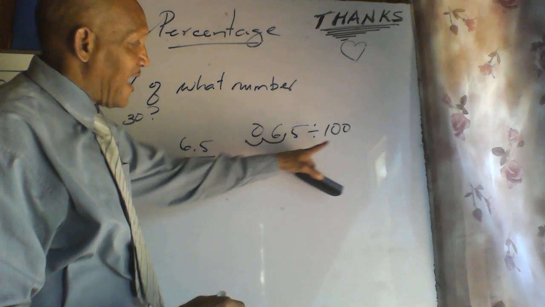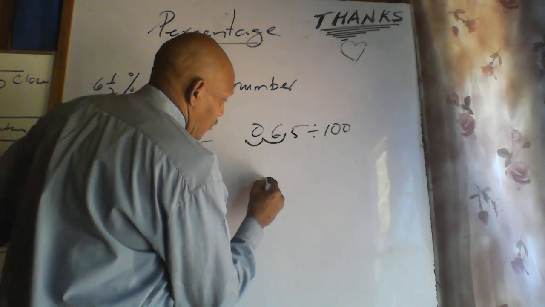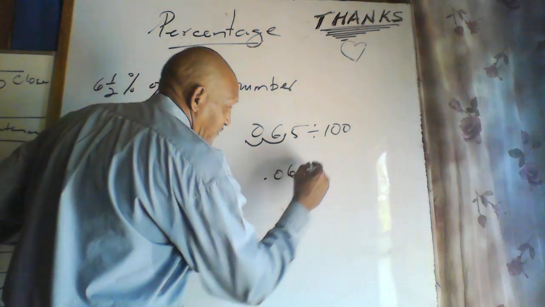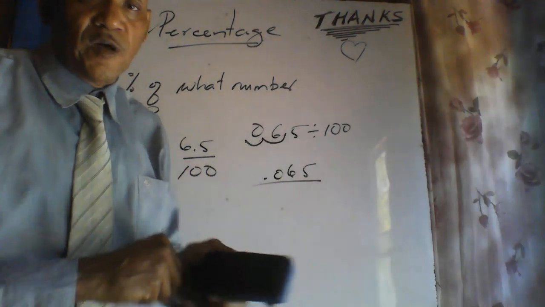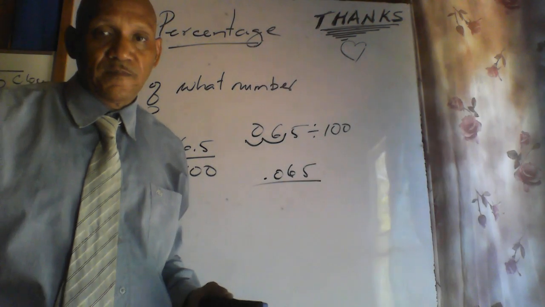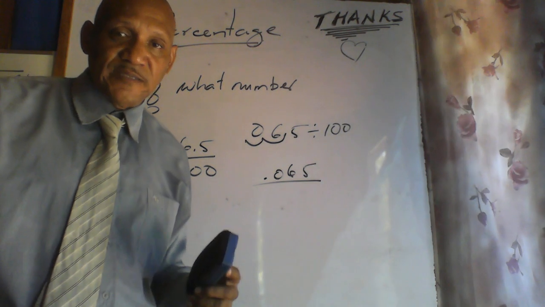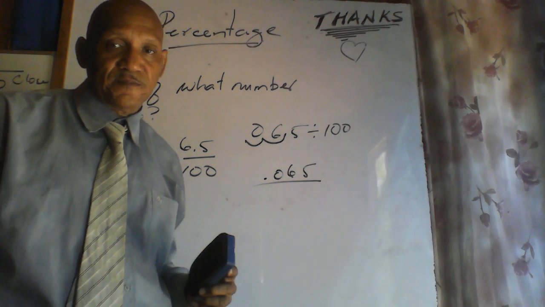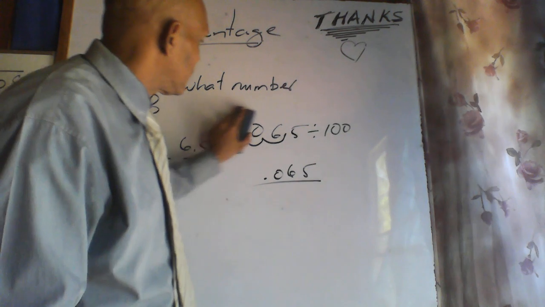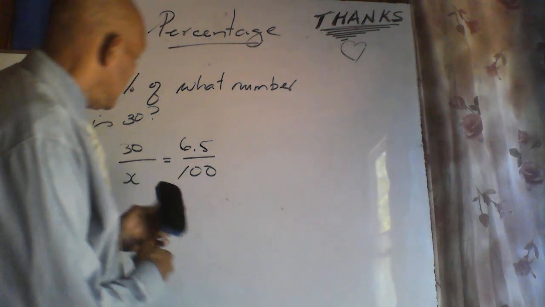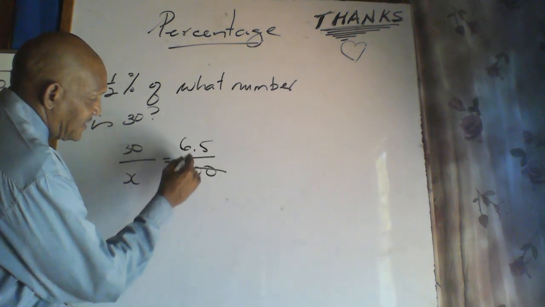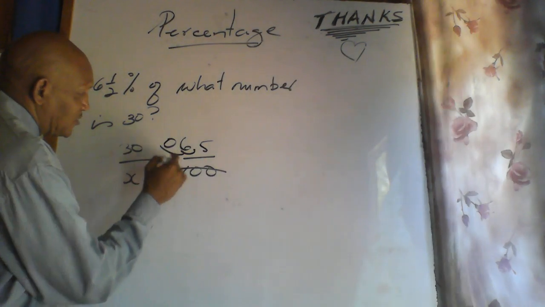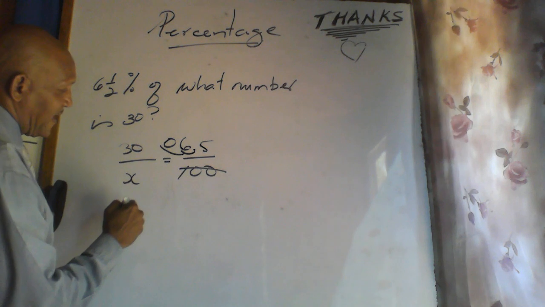So 6.5 divided by 100 is also 0.065. Please remember this. This is very important when it comes to percentage. It's so important when it comes to percentage. So here, the division is done, and the decimal moves 2 places, so this becomes 0.065.